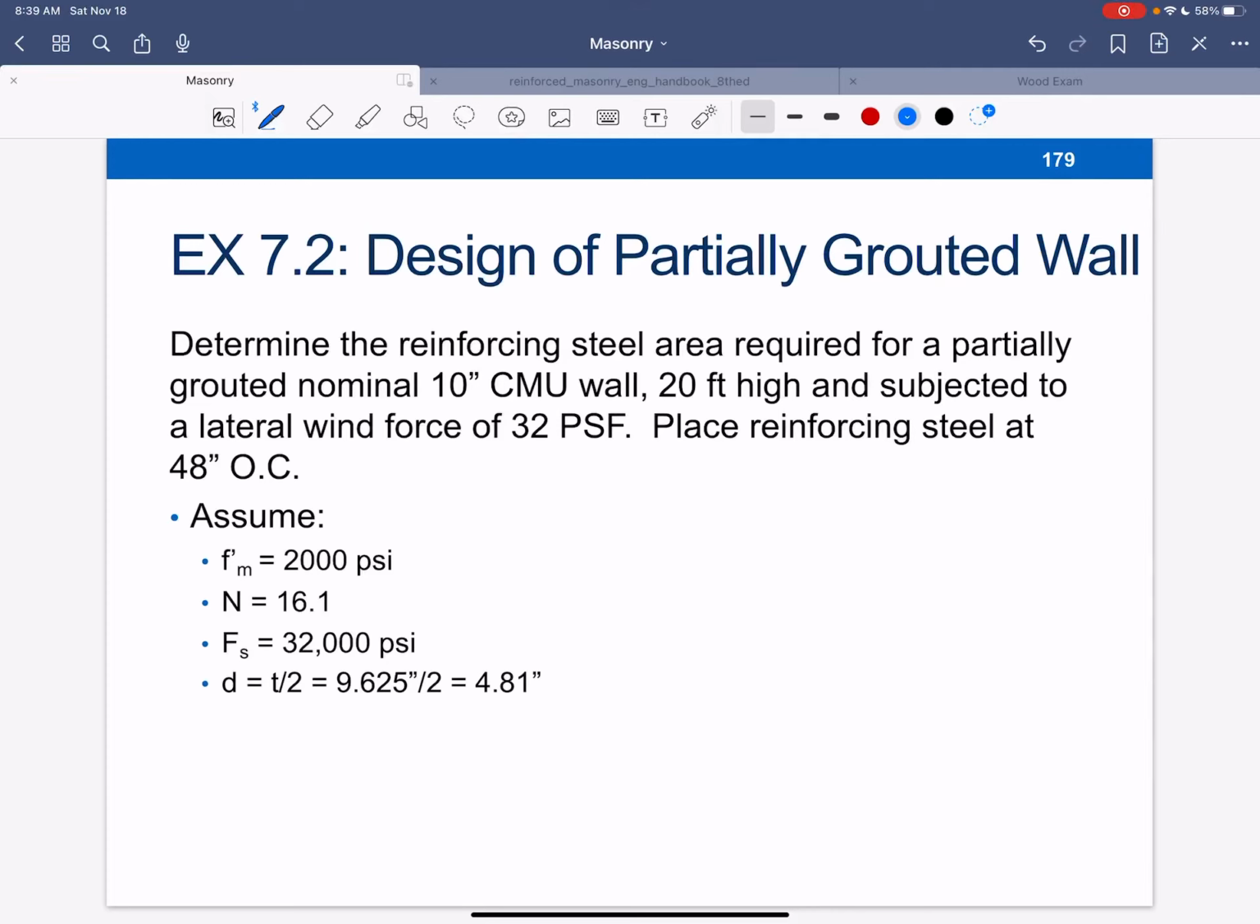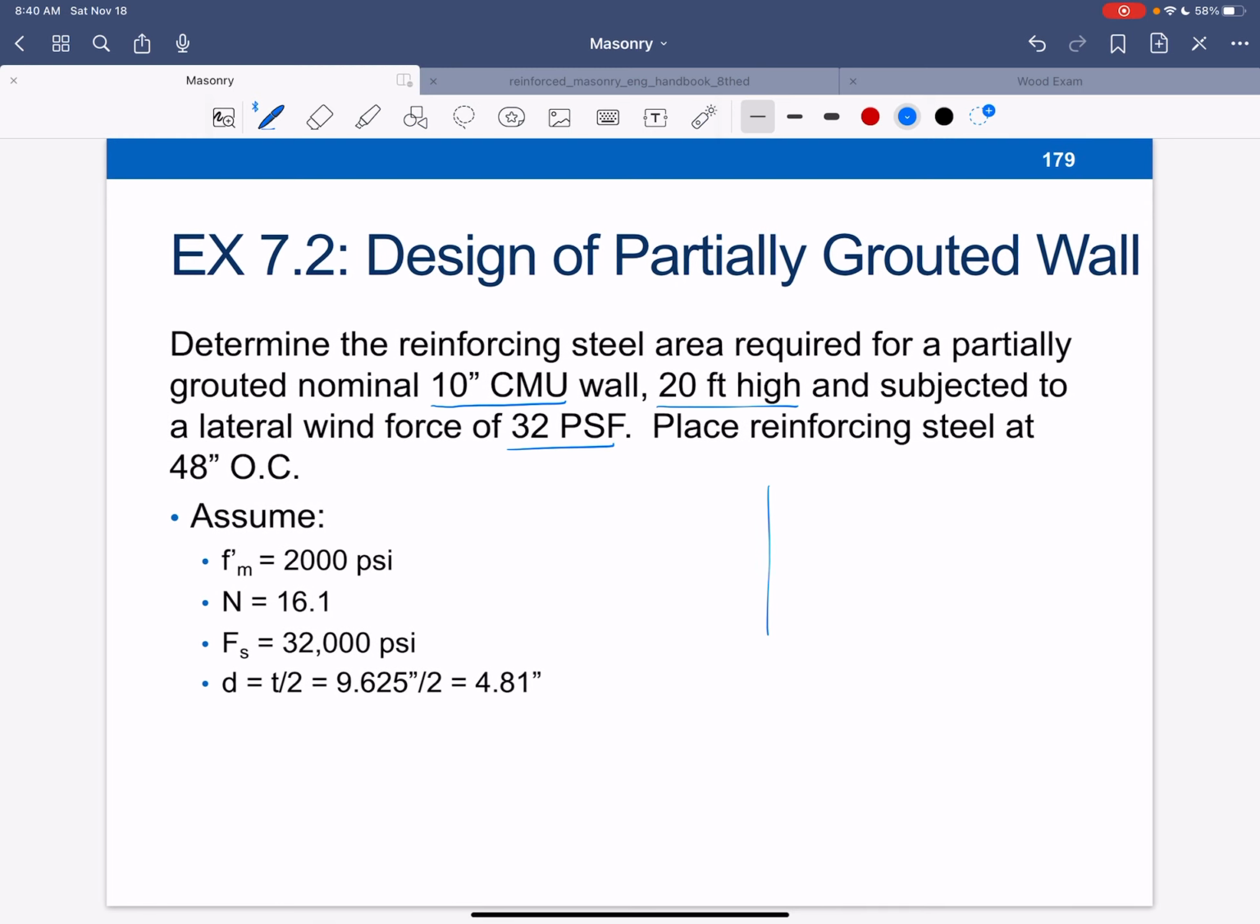So let's go ahead and do another partially grouted wall problem, this time not knowing as much information, so we have to design it. It's a 10-inch CMU this time instead of 8-inch, 20-foot high, and then it has a lateral wind force of 32 pounds per square foot, right?